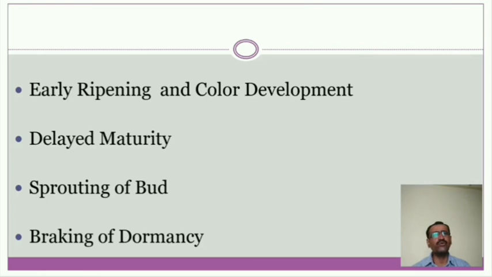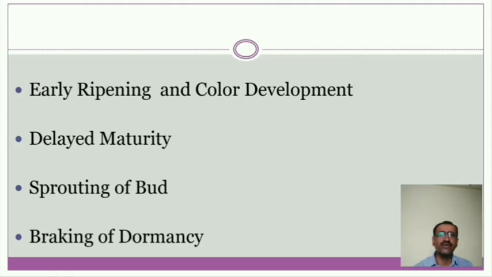Next one is the sprouting of the bud. Here ethyl, gibberellic acid, thiourea, IBA and cytokinin are important growth regulators. They are mostly important for inducing the sprouting of the bud. So this is the role of growth regulators.